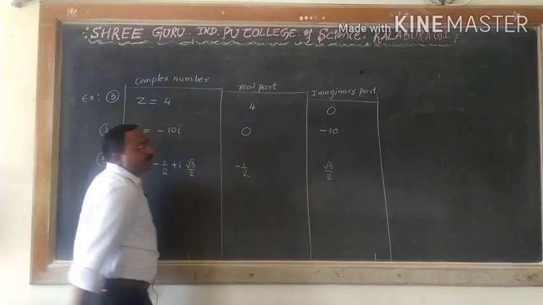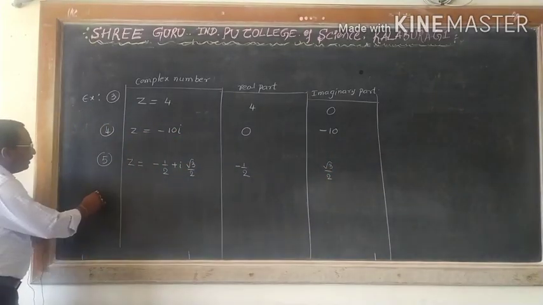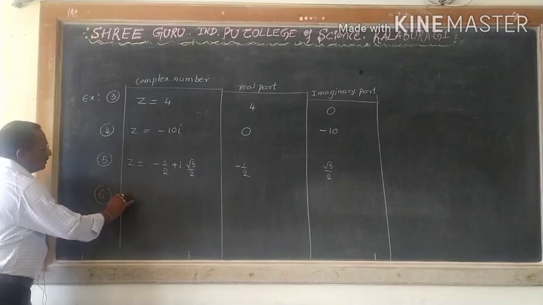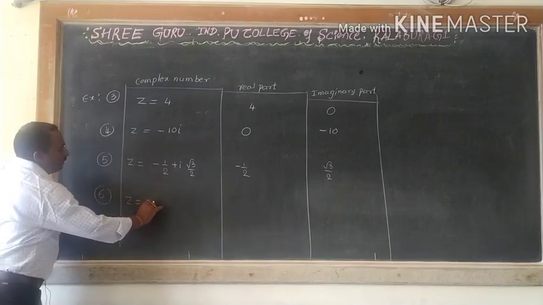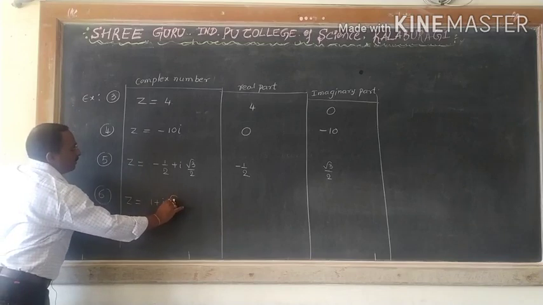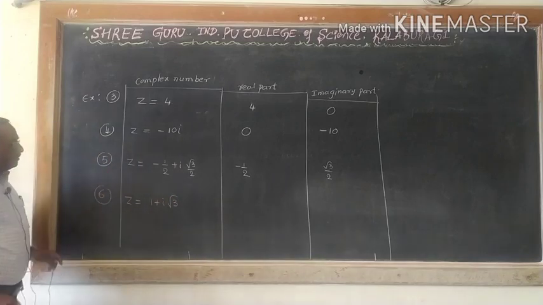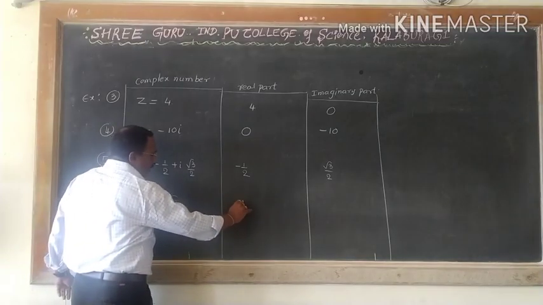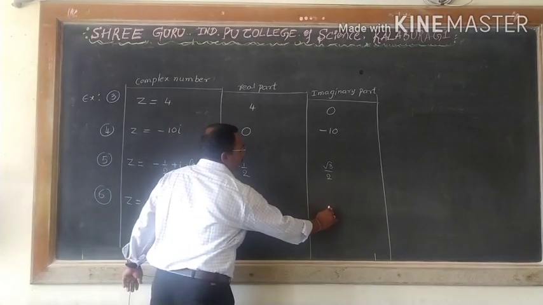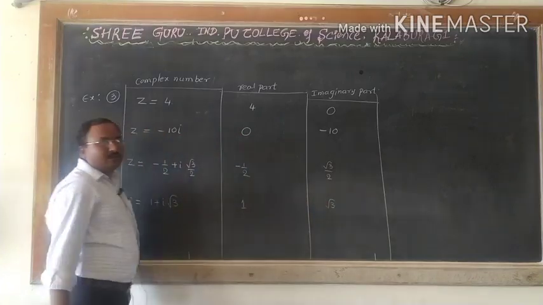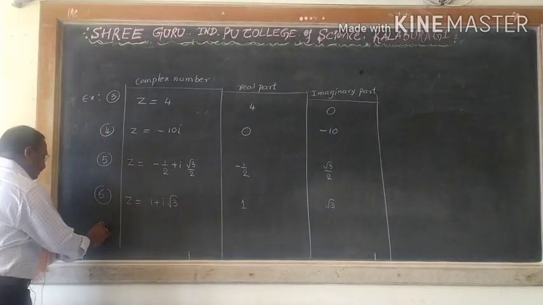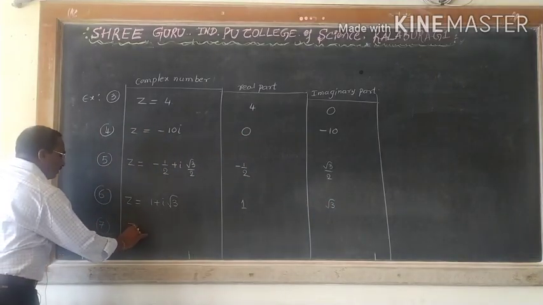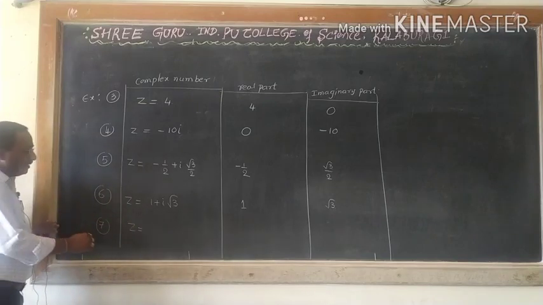Any doubt? Okay. Next, sixth one, Z is equal to 1 plus I times root 3. Here real part is what? Yes, 1. Imaginary part is what? Root 3. Next, seventh one, Z is equal to, listen carefully this example.